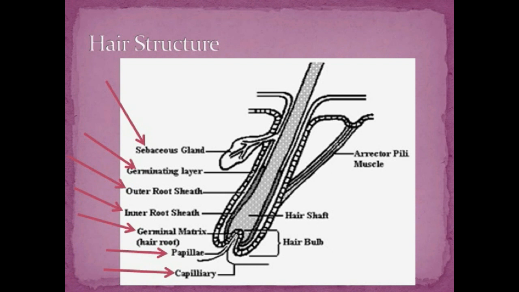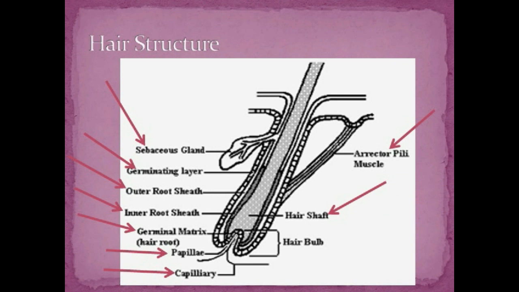Capillary. The capillaries are small blood vessels that carry blood to the papilla of the hair. Erector pili muscle. The erector pili muscle is attached to your hair follicle. This soft muscle is responsible for making your hair strands stand up when you have goosebumps.